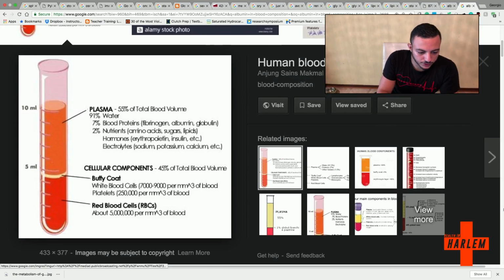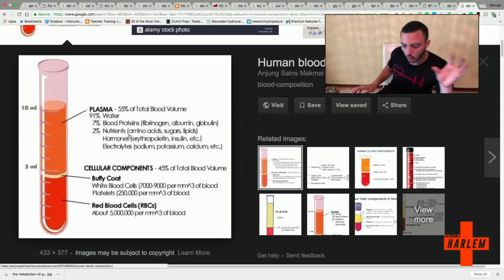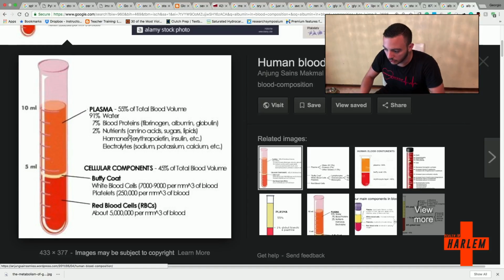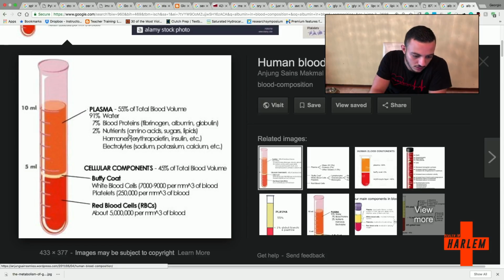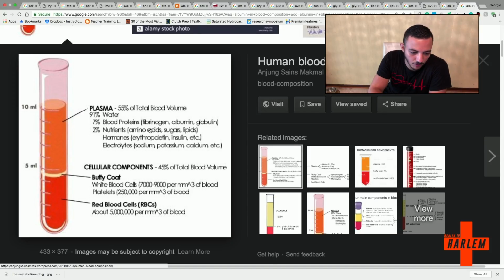Okay, so your human blood, this is your whole blood over here, is made of your plasma and your formed elements. So your plasma is 91% water. How do we keep all this water there? Well, we have osmoregulatory proteins and electrolytes. And water is going to follow the salt and follow these proteins because it wants to balance any imbalances that might happen.